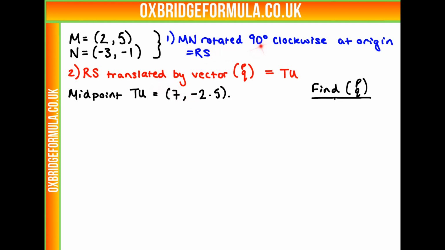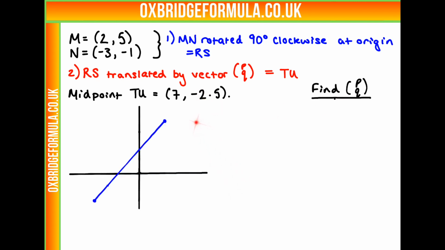Firstly, it's rotated 90 degrees clockwise about the origin, and it forms the line RS. RS is then translated by vector PQ, and that forms line TU, which has its midpoint at (7, -2.5), and we have to find PQ.